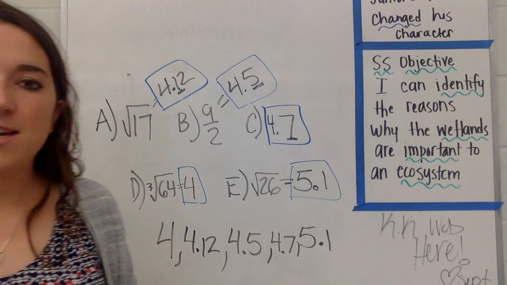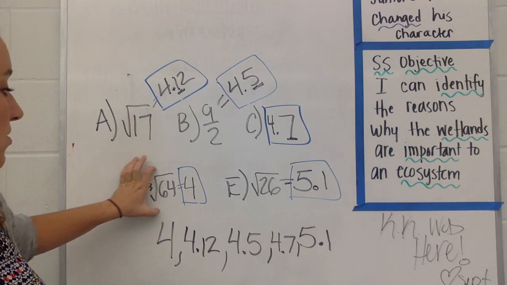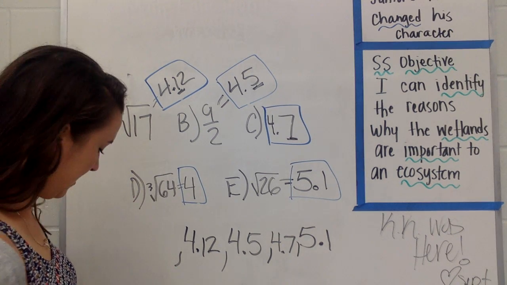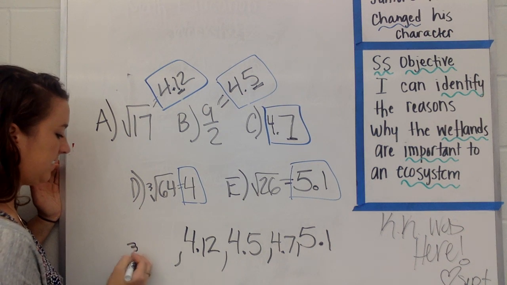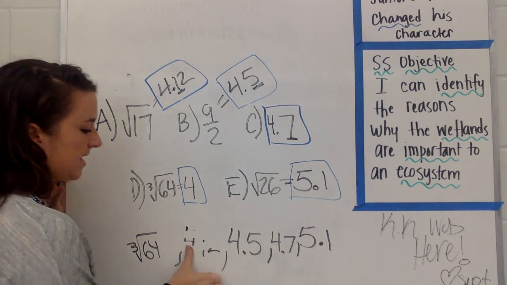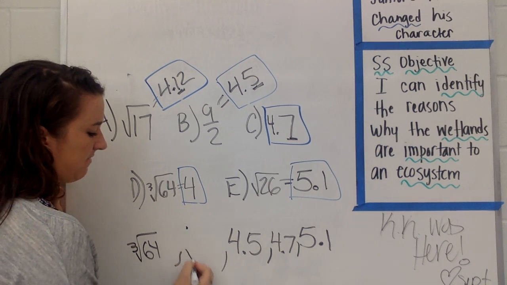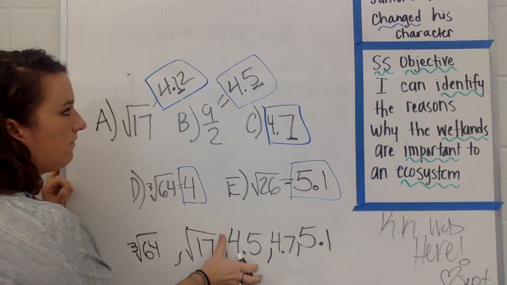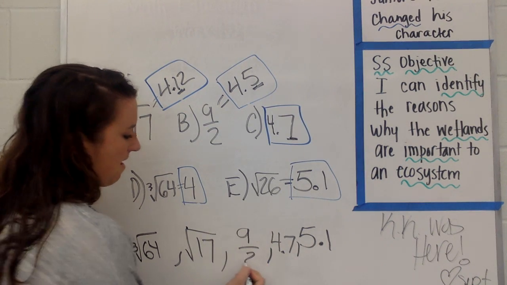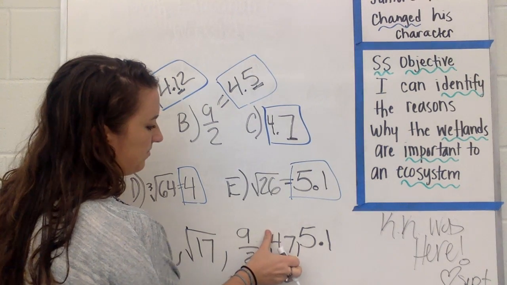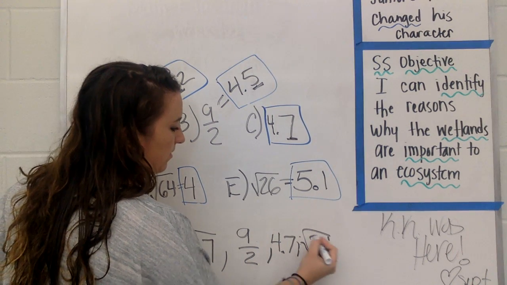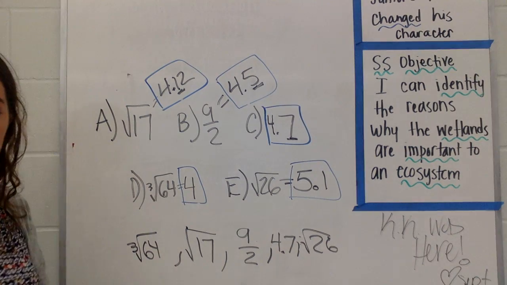But now the last thing we need to do is go back and substitute the way that the numbers were originally written. So this was written as the cubed root of 64. 4 and 12/100ths was written as the square root of 17. 4 and 5/10ths was written as 9/2. 4 and 7/10ths was written just like that, and 5 and 1/10 was written as the square root of 26.